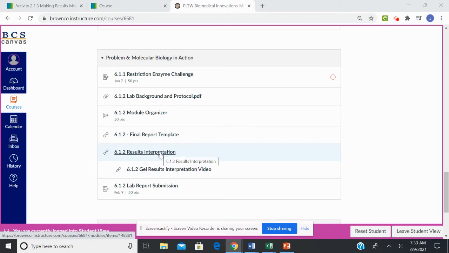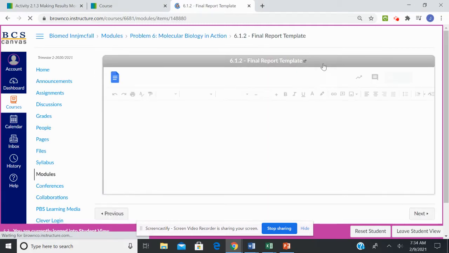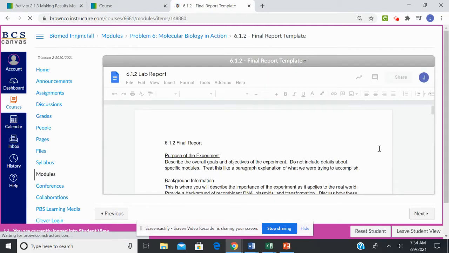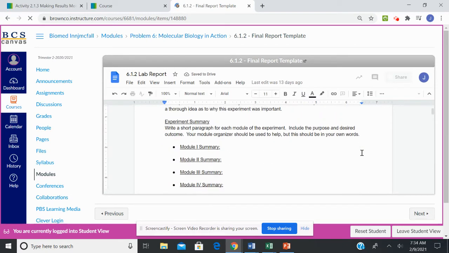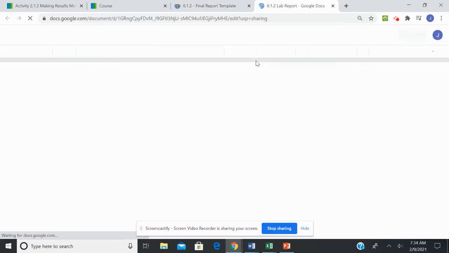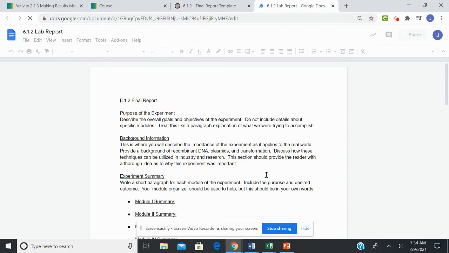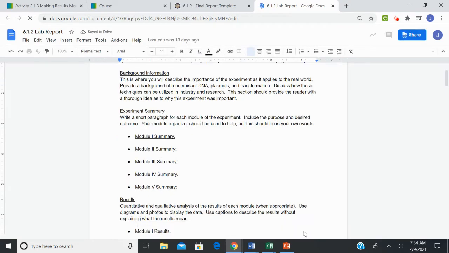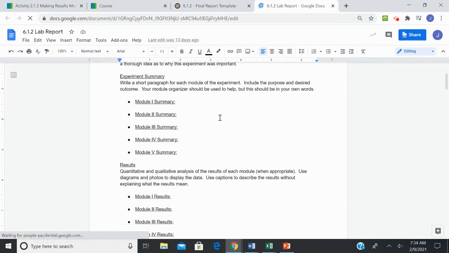One question we had yesterday about the template was the results section and what should be included in that. So I wanted to go over that real quickly. Let me open this in a new tab. So I think the summary was pretty clear.